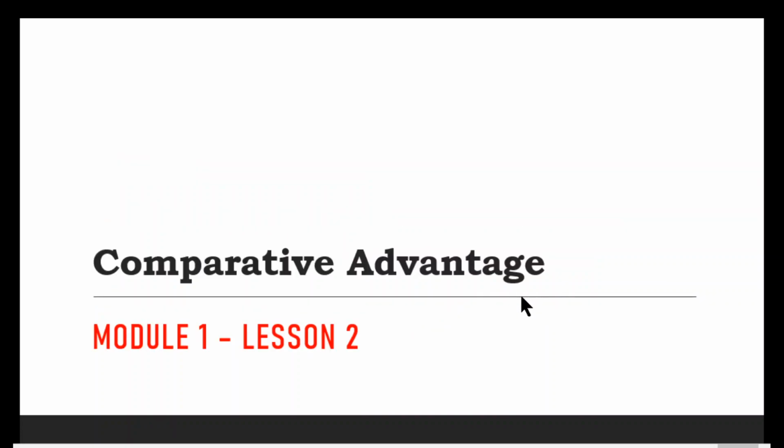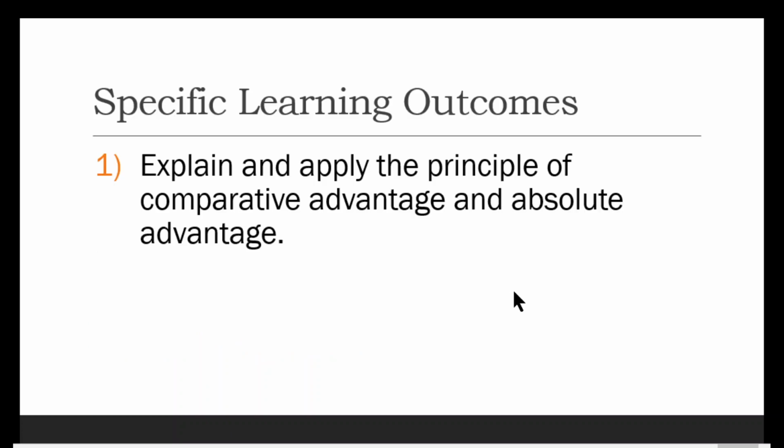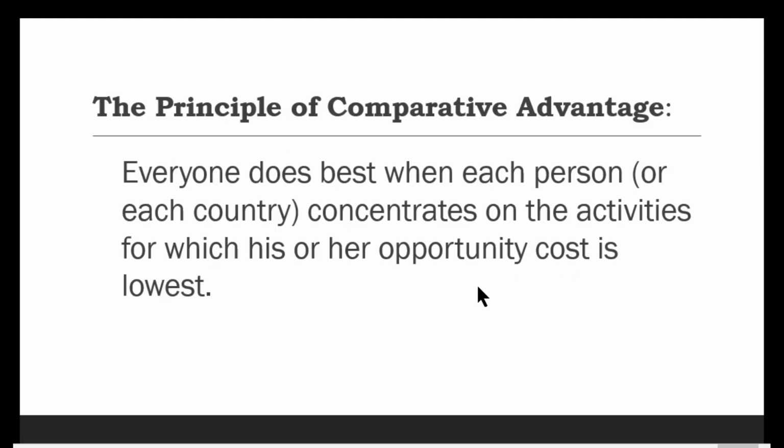For this week, we will be talking about comparative advantage. By the end of this lesson, the student should be able to explain and apply the principle of comparative advantage and absolute advantage. Okay? The principle of comparative advantage tells us that everyone does best when each person concentrates on the activities for which his or her opportunity cost is lowest.